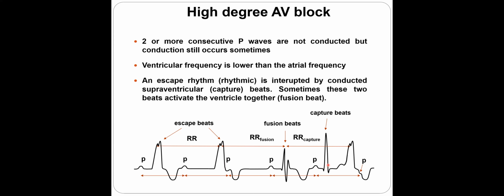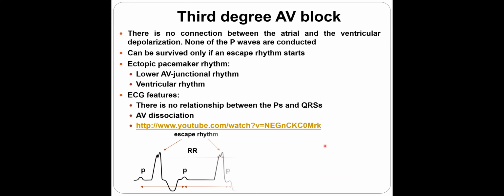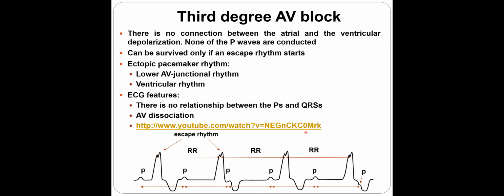Previously, we learned the difference between a ventricular and a supraventricular beat. The ventricular one is wider, and the T is inverted, while a supraventricular one is narrow, and the T is usually positive. So, third degree is very simple.